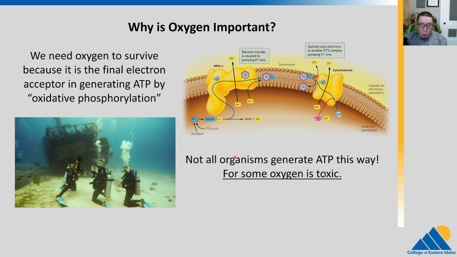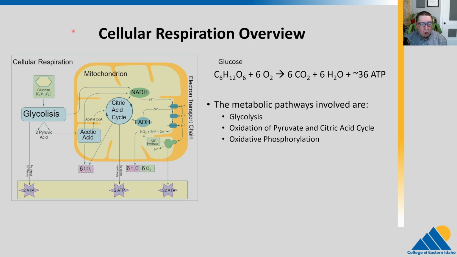But not every organism generates ATP this way. For some organisms, oxygen is in fact toxic. It's actually a very dangerous chemical to have around. It likes to react with things, and if you don't have ways of dealing with that, it can be very damaging to your cells. So we'll come back to this idea of oxygen versus no oxygen later in this chapter, but I just wanted to put that out there, that there are processes in here that you might not have thought about. So I'm going to start us with an overview here, and then we're going to dive into each of the pieces.